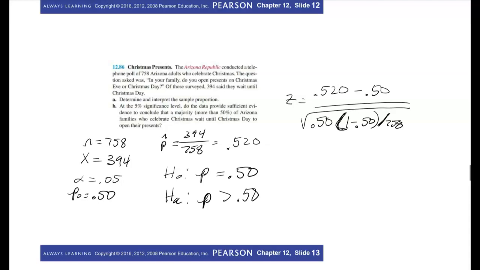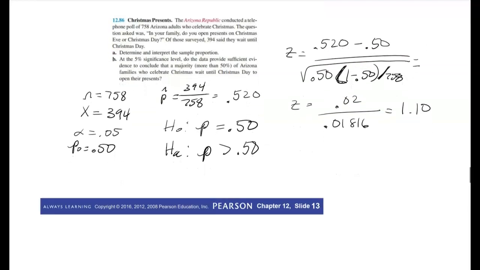Okay, so again, this is where you're going to hit pause and attempt to do that calculation on your own. Everything in the denominator is under a radical sign, so you don't take the square root until you do 0.5 times 0.5. So you should get 0.25 divided by 758. Figure that out first, then take your square root. Go ahead and calculate that, and then unpause your video. And hopefully you got 1.10 for your test statistic.